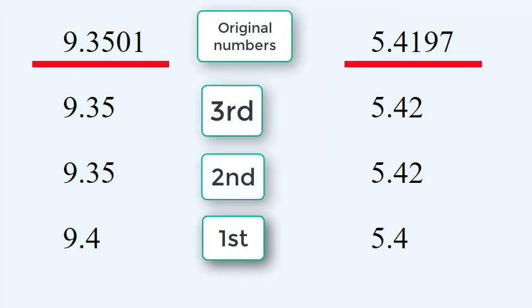Here are a few more examples. 9.3501 rounded to the first decimal place comes to 9.4. That's because the 3 rounds up to a 4 because the number to the right of it is 5. So 5 or greater, it rounds up. The number rounded to the second decimal place is easy, 9.35. The number rounded to the third decimal place would be 9.350, but since the 0 has no value, since it's to the right of the decimal point, that number is simply 9.35.